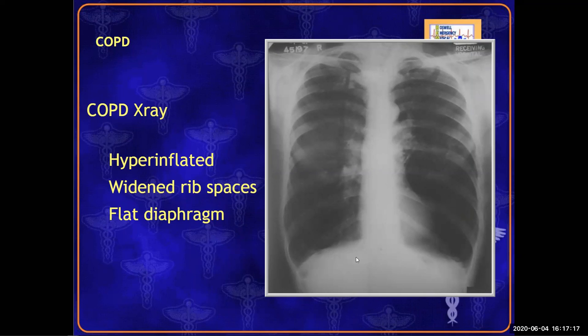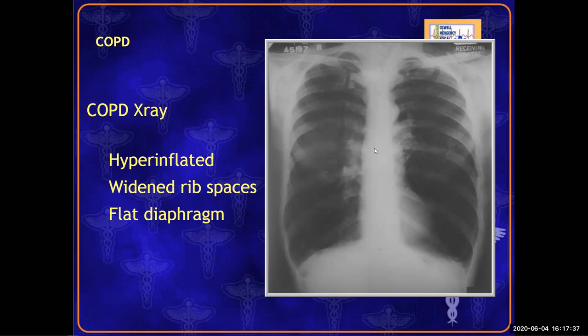Look at the diaphragm, how flat that is from years of working harder to breathe. Look at the overall shape here. Looks almost like a square. And look at the ribs. The ribs should curve down a lot more, but using all those accessory muscles over the years, those ribs start to straighten out, becoming more horizontal. All right, very typical COPD x-ray.